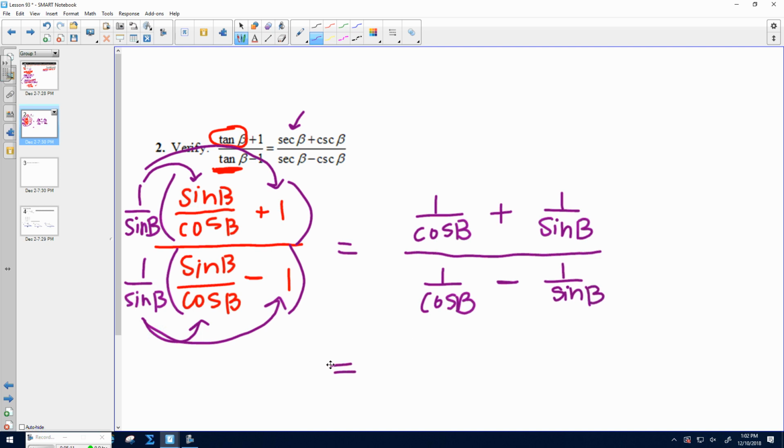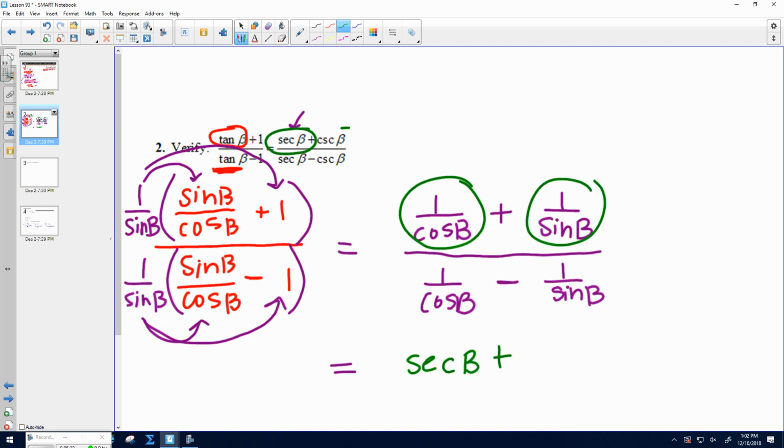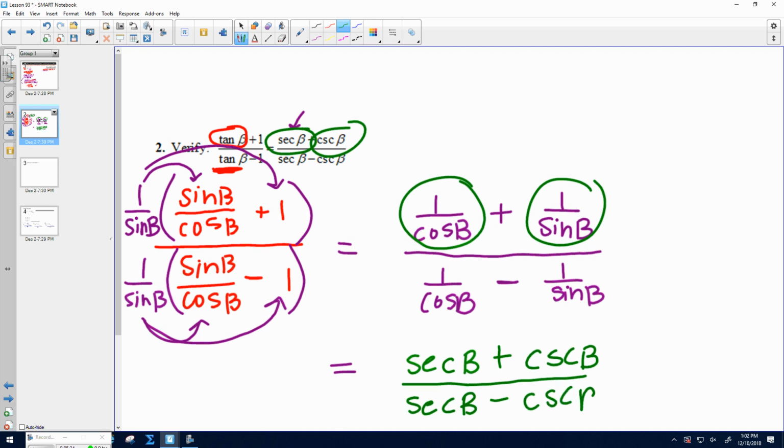Okay, this is starting to look like what we want, right? This guy right here is equal to secant beta, plus this guy right here is equal to cosecant beta. And same on the bottom, we have another secant beta minus a cosecant beta. And we got what we're trying to get.